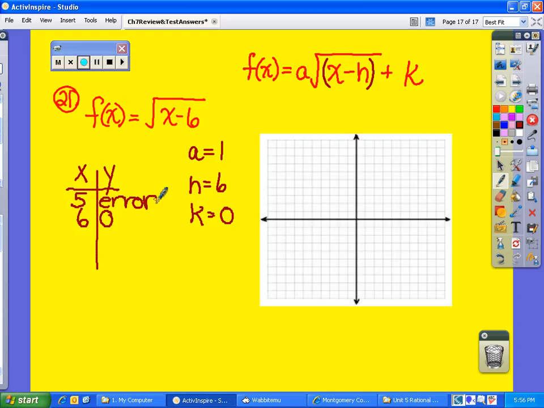5 minus 6 would be negative 1. Square root of negative 1 is no real solution. Our first value then is 6, 0. At 7, we get 7 minus 6. Square root of 1 is 1. The next number that we can take the square root of is 4. In order to have 4 under the radical, x would have to be equal to 10. 10 minus 6 is 4. Square root of 4 is 2.